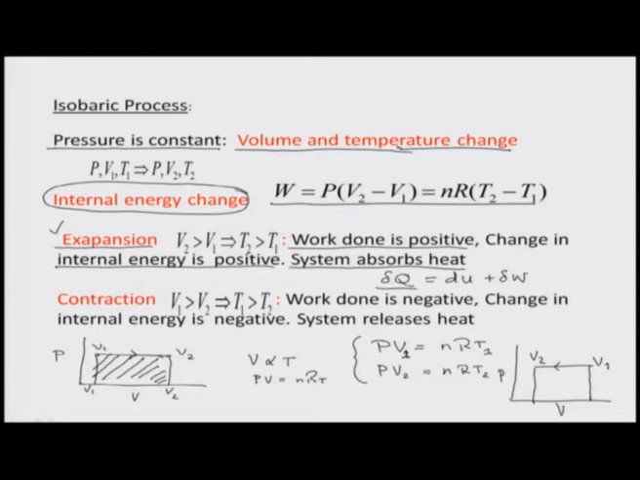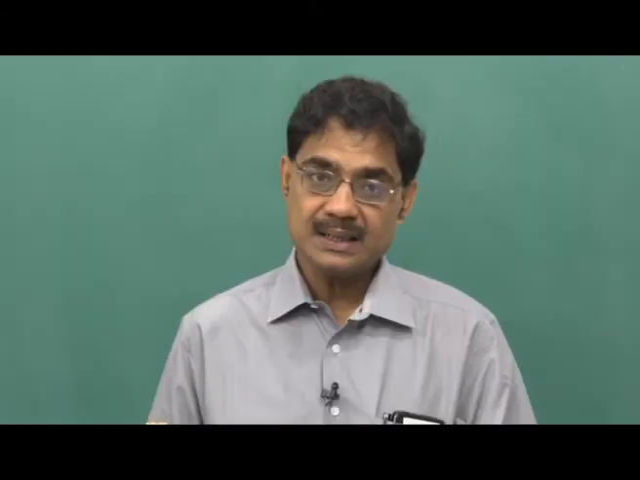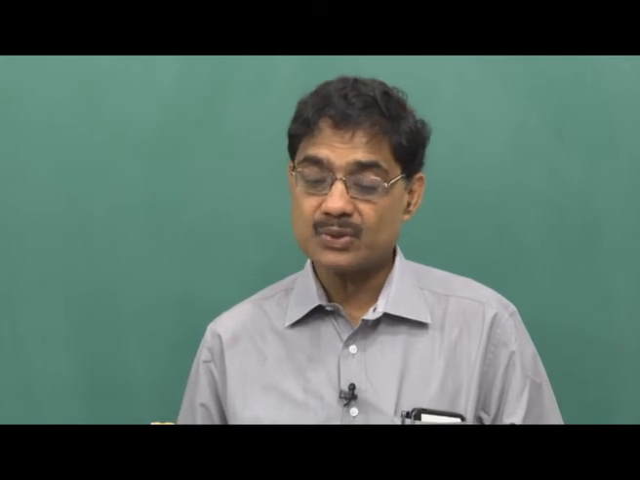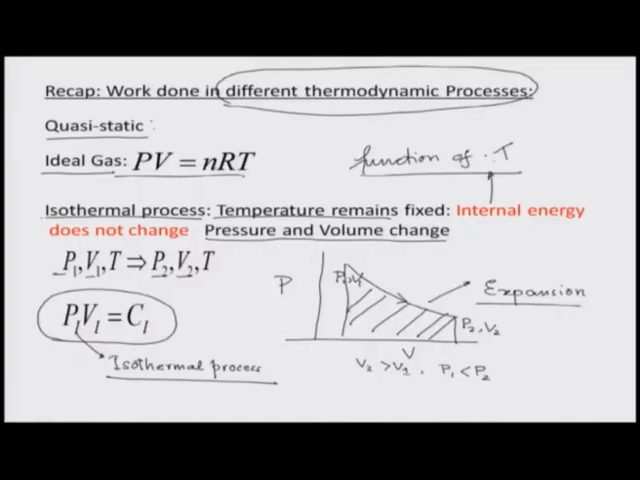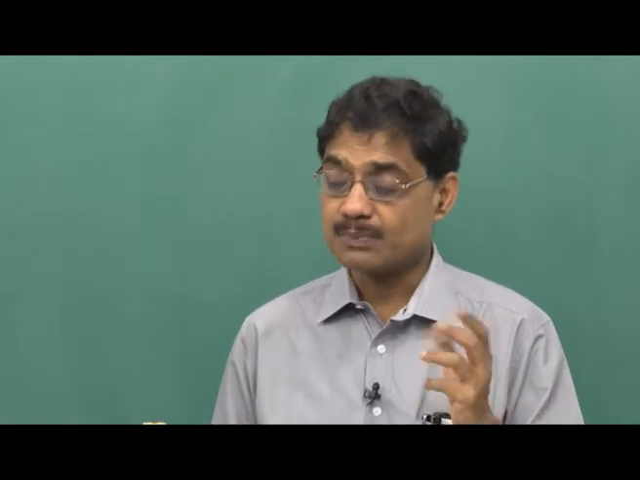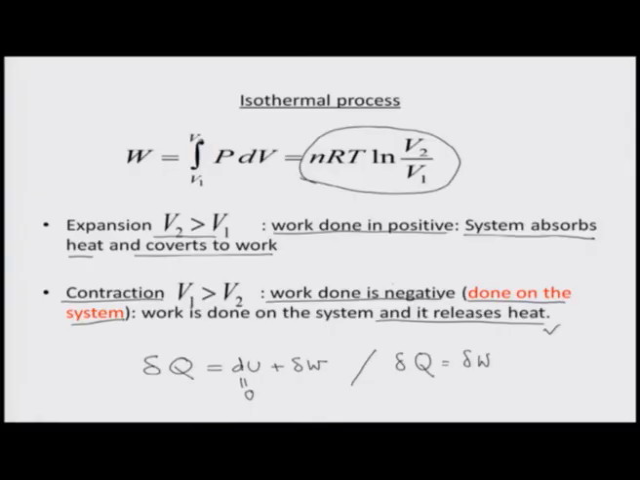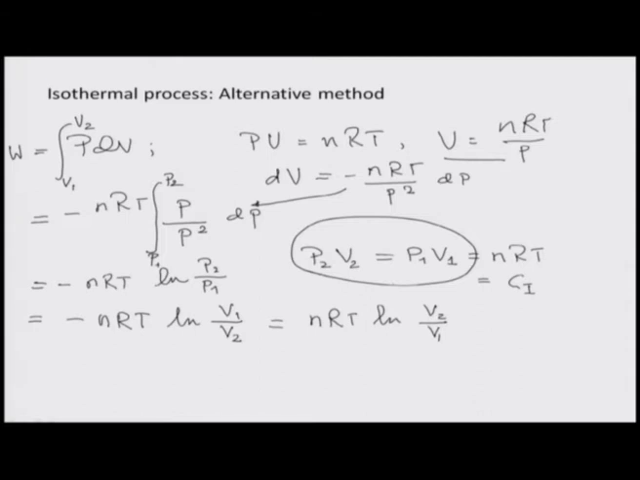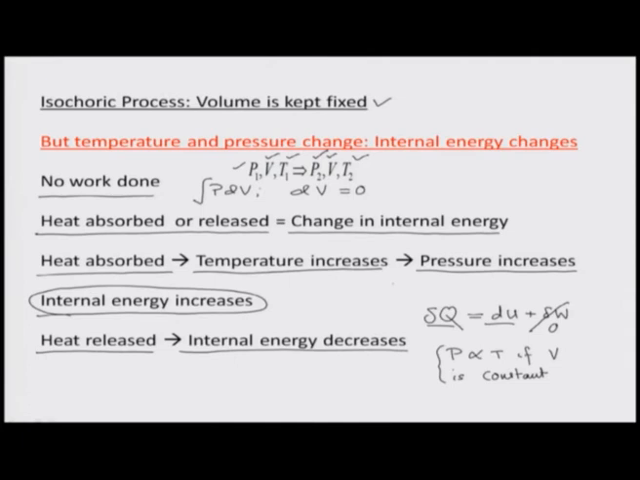So, so far we have summarized three processes. First, isothermal. What is important about isothermal? Temperature is kept fixed, whereas pressure and volume change, satisfying the relation PV is equal to nRT, which I have denoted by a constant C sub I. Internal energy does not change, and you can calculate the work done, and you can find out very easily when work done is positive, the system absorbs heat, and when work is done on the system, it releases heat. This is isothermal, and then I gave you an alternative way of the same derivation just to show you some mathematical trick. Finally, isochoric and isobaric processes.